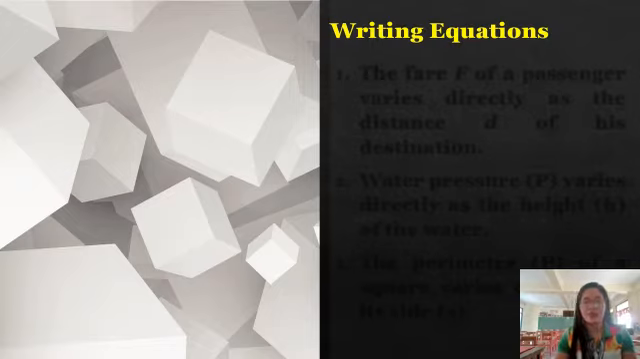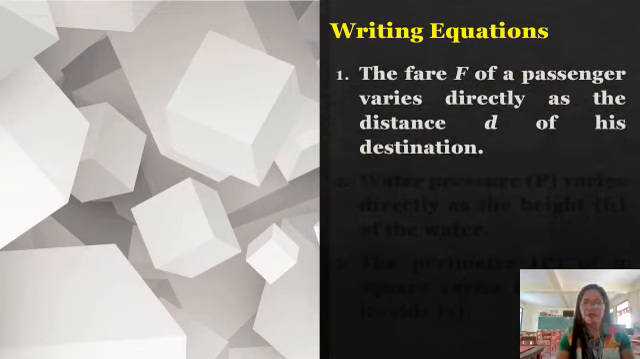Now let us proceed to writing equations. Number one, the fare f of a passenger varies directly as the distance d of his destination. As what you'd notice, we use the variable f and the variable d. As what I had said earlier, in writing the equation, you are going to write first the first variable mentioned, and that is f. Right after, since it is stated varies directly, after the first letter, you are going to immediately write equals k. Then the second variable is d.